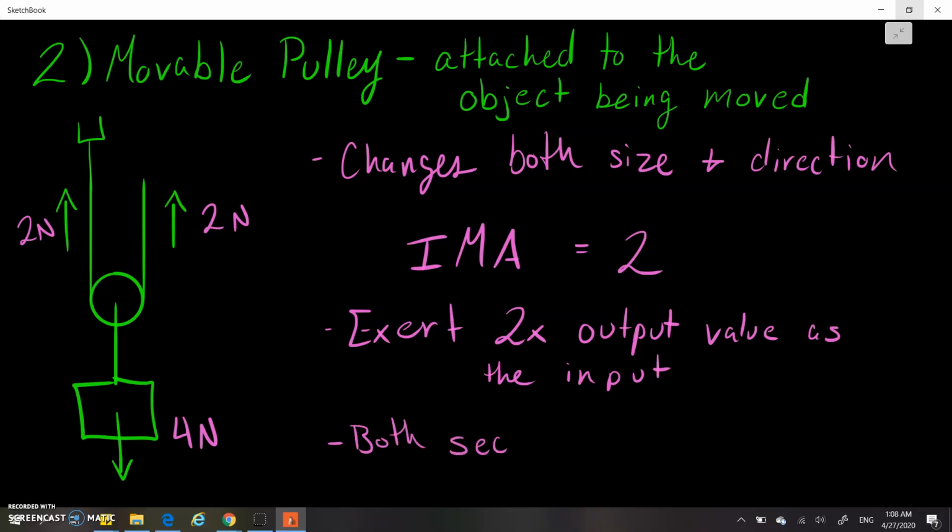I'm going to abbreviate both sections of your rope. Like I mentioned earlier, both of your rope sections are going to pull with the same amount of force, and because of this, it's going to exert twice the amount of output to change both the size and the direction of the weight being lifted.